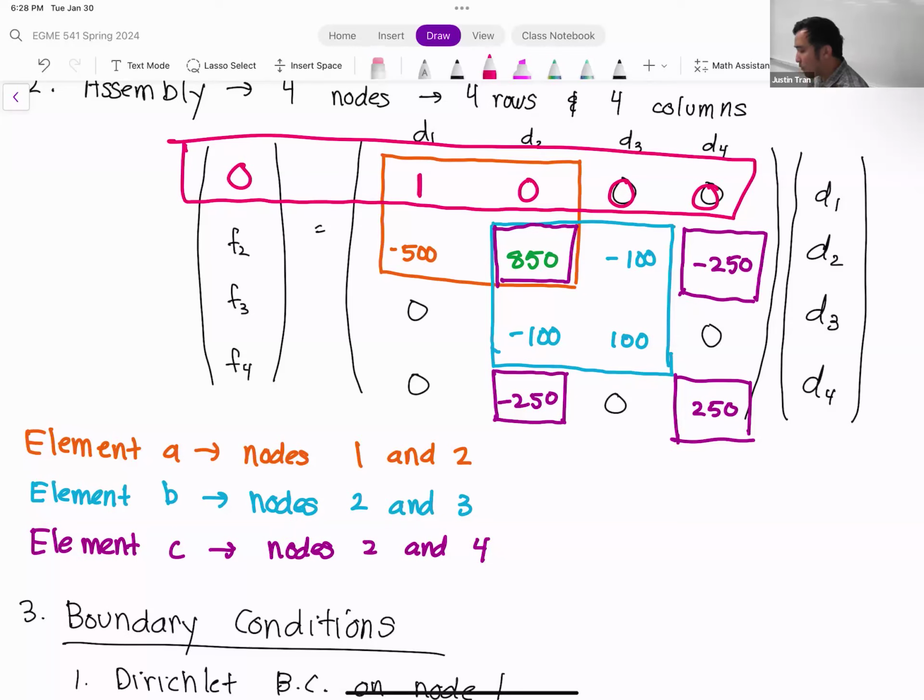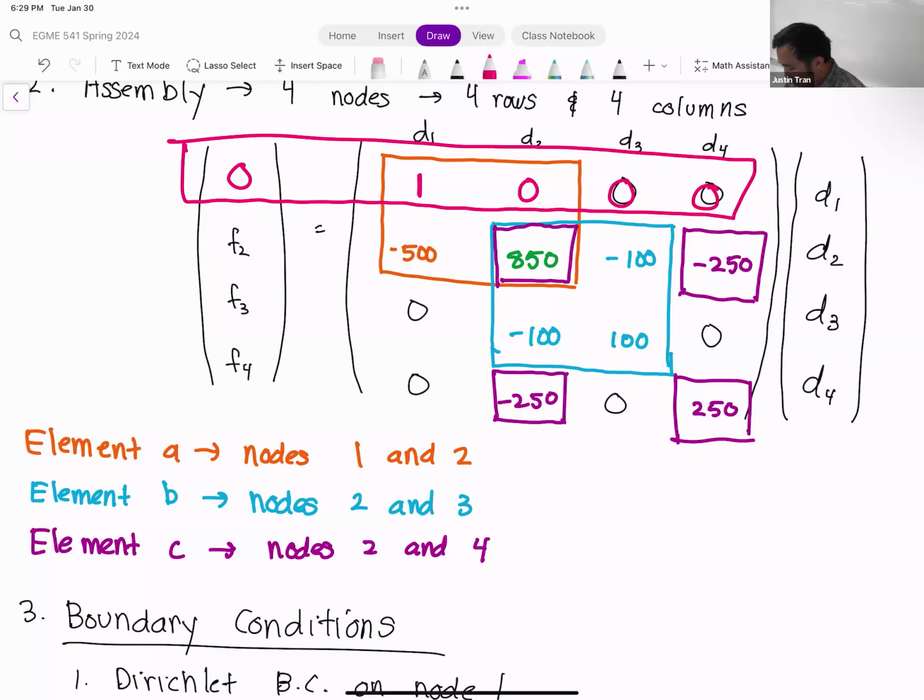So that's our first boundary condition, the Dirichlet. Whenever you have a Dirichlet boundary condition, the first thing you do is go to the row where that boundary condition is being applied. You put a 1 on the diagonal, and every other column you put 0. And then in the forcing vector, you put a 0 there as well.